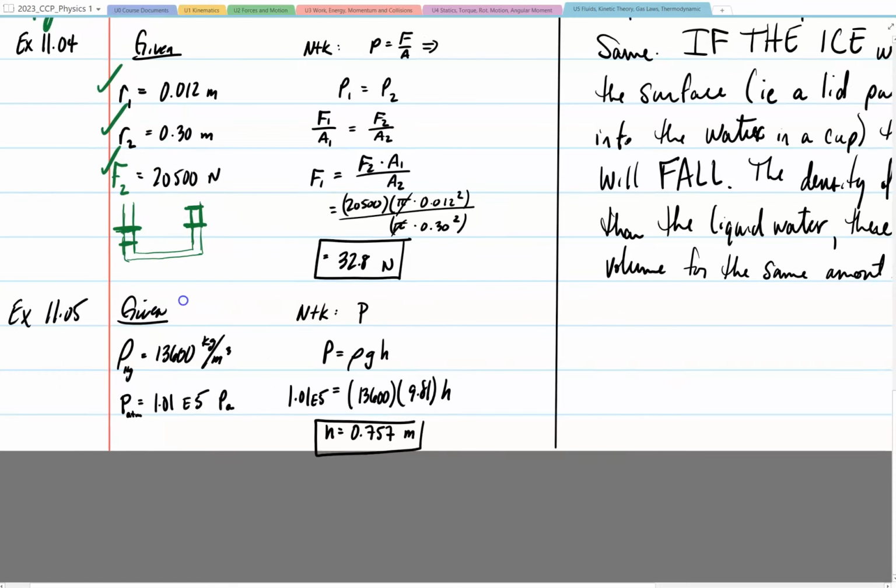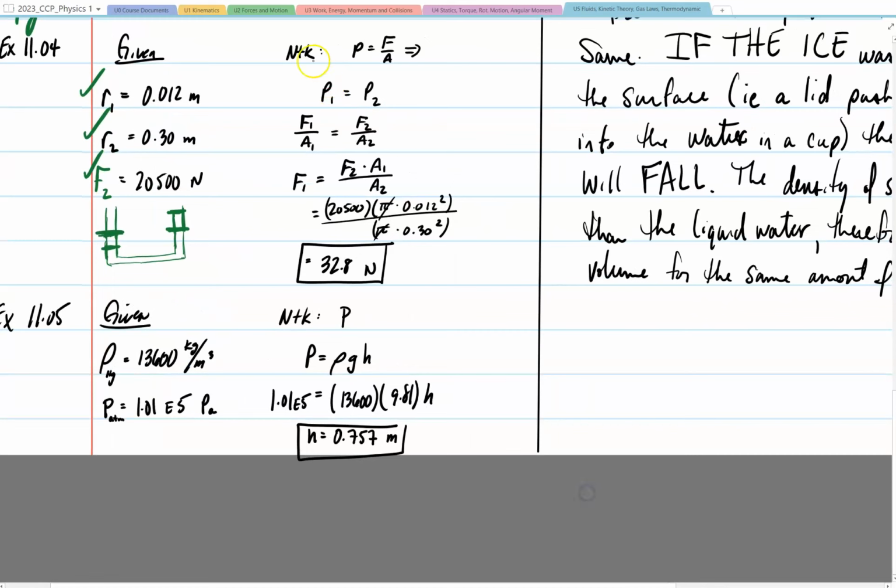We'll maintain the pressure. So we're going to find the force necessary in order for pressure 1 to be equal to pressure 2. And we'll also note that pressure is equal to the amount of force that's being applied divided by the area over which the force is being applied. So since F1 divided by A1 is pressure 1 and F2 divided by A2 is pressure 2, we can isolate F1 by multiplying both sides by A1, and then we can sub in our values.